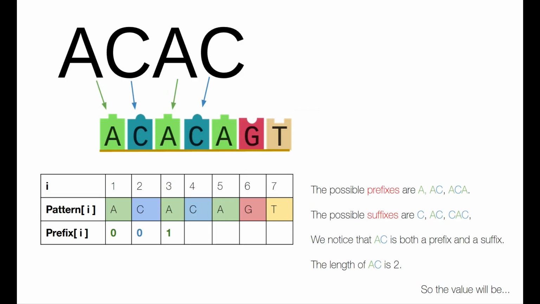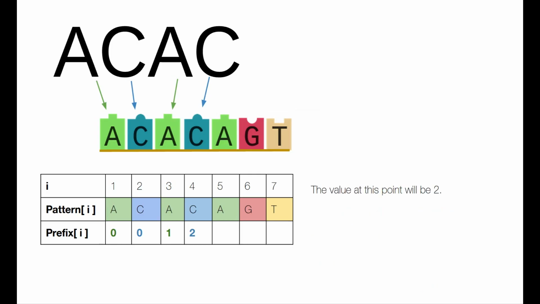Moving forward, we will look at the string up to the fourth character. We notice that the only possible prefixes are A, AC and ACA, and the only possible suffixes are C, AC and CAC. The intersection of these two sets gives us a single string AC, which has length 2. This is our prefix value.